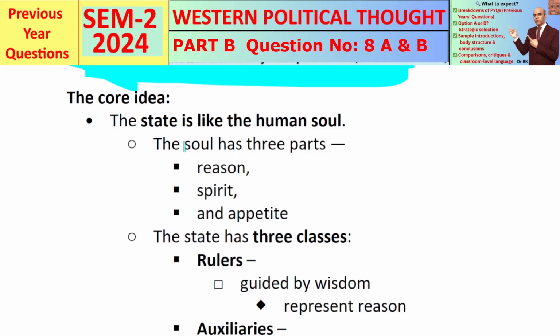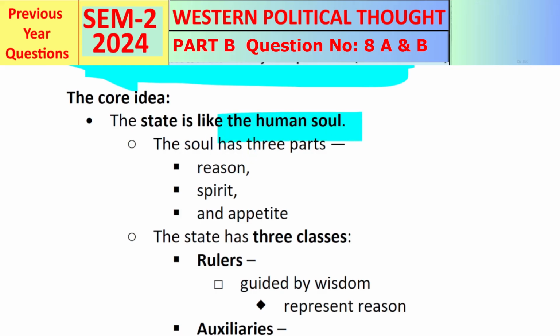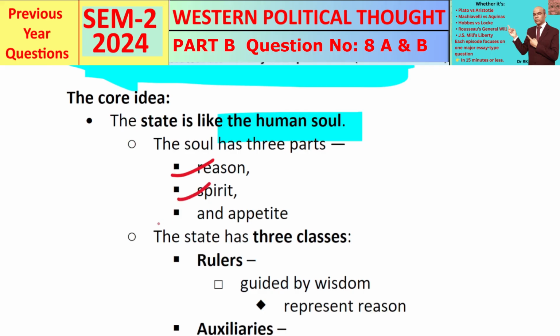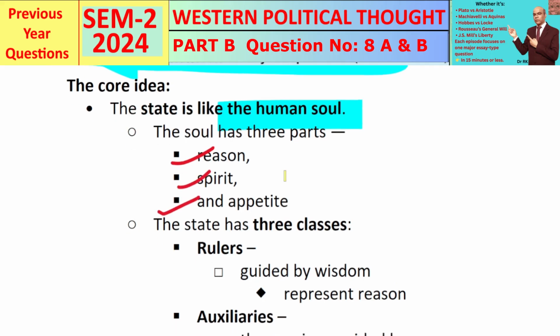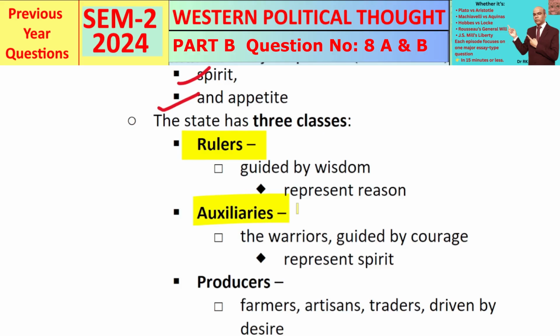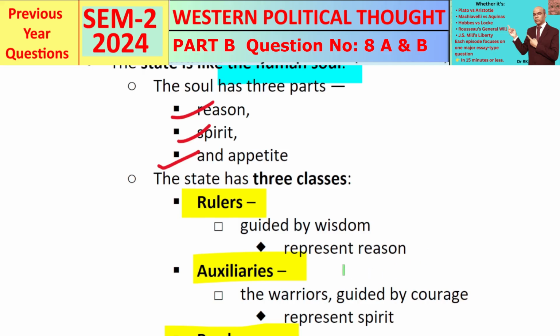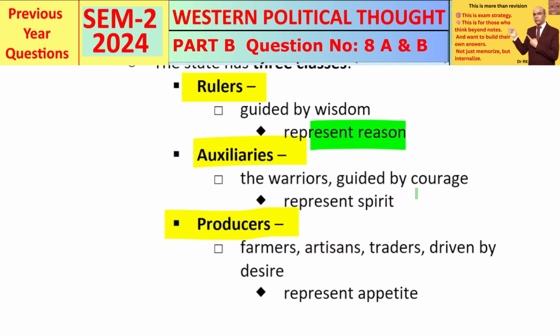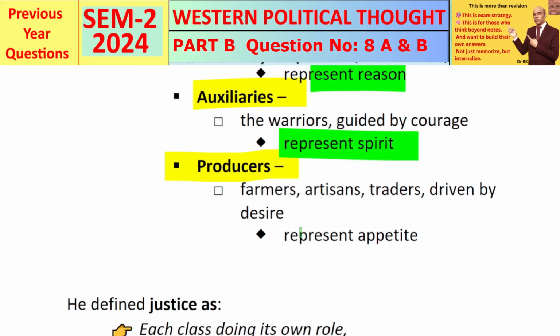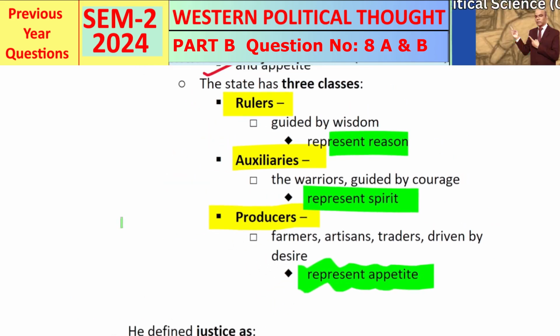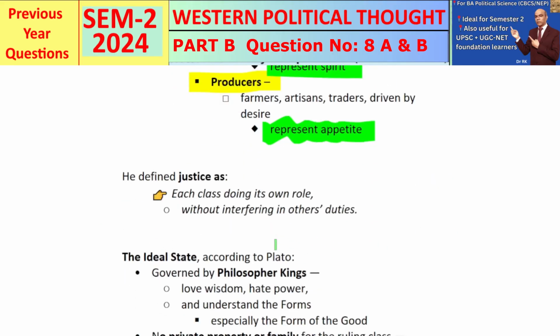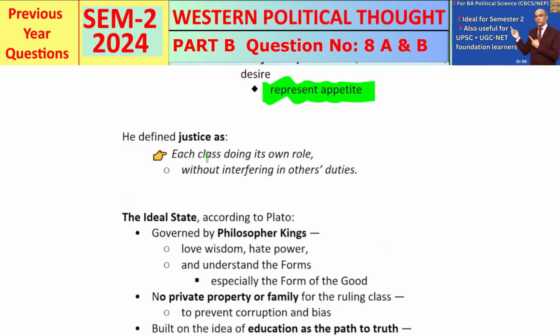Plato believed that the state is like the human soul. Just like the soul has three parts, reason, spirit, and appetite, the state has three classes. First, rulers, second, auxiliaries, and third, producers. Rulers are guided by wisdom, they represent reason, and auxiliaries, the warriors, are guided by courage, they represent spirit. Producers are farmers, artisans, traders, driven by desire, they represent appetite. And just like a healthy soul keeps these parts in balance, a just state maintains harmony among these three classes.